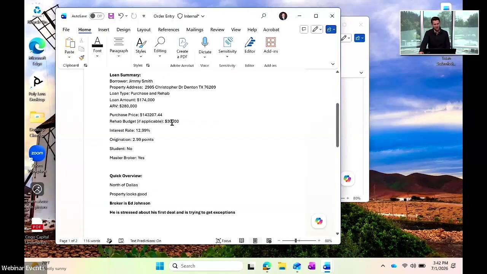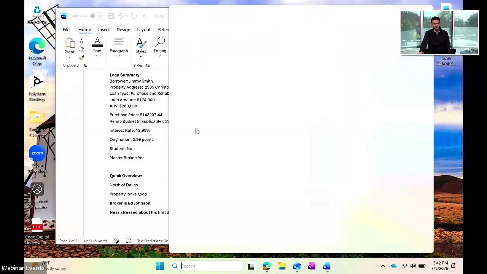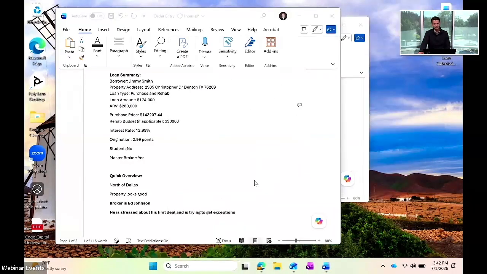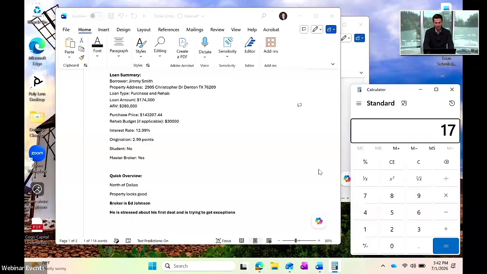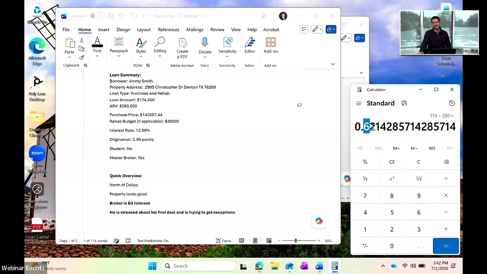Let's take a look at the package here. What are we proposing? We're proposing a $174,000 loan with an ARV of $280,000. I'm going to be really simple: 174 divided by 280. They're telling me we are at a 62% LTV. I took the loan amount and divided it by their ARV, their after repair value, and determined that my loan will be secured at 62% of the value after renovation.